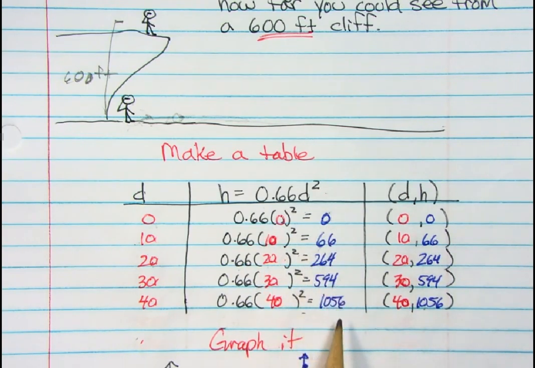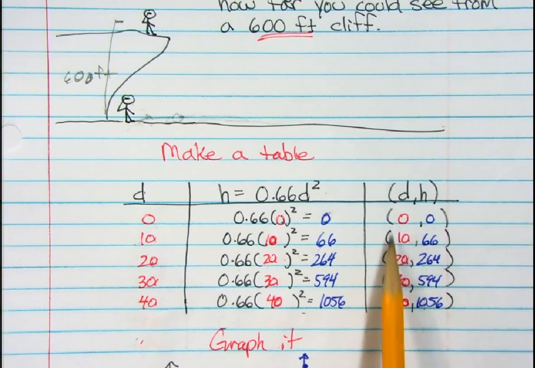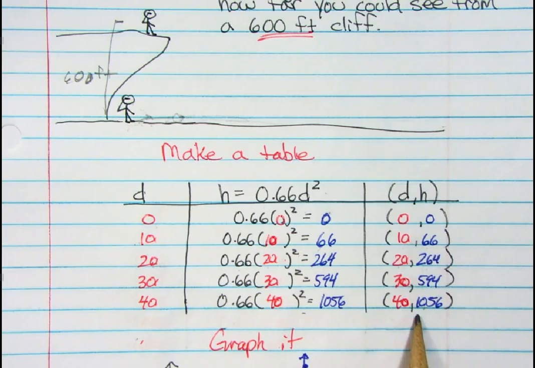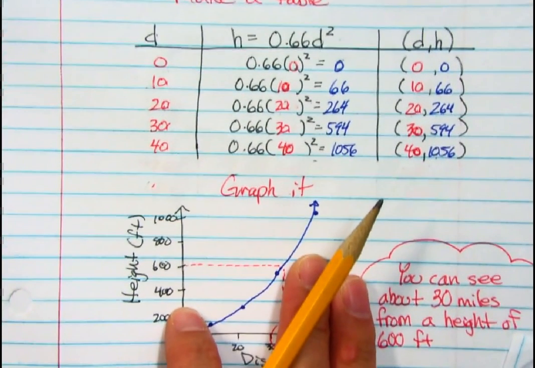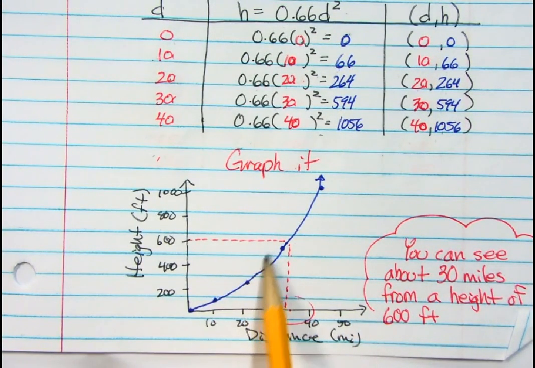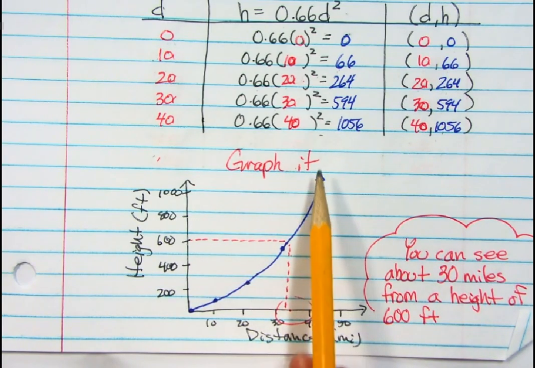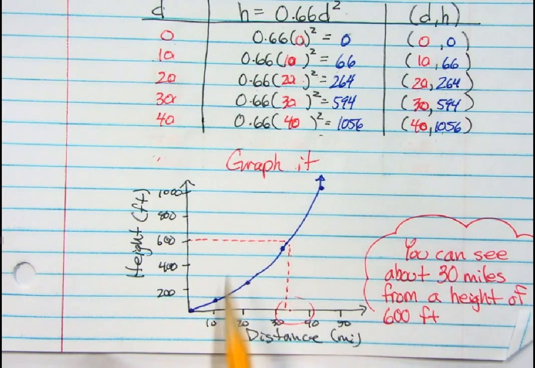So these are the different distances, right? 0 feet in the air, 0. 10, 66. 20, 264. The higher and higher I get into the air, the further and further I can see, assuming there's nothing in my way. If I graph this information, it looks something like this, and you can see that this is not linear, this is quadratic. It starts to move up, right? The further and further I get up, the further and further I can see up to a certain point.